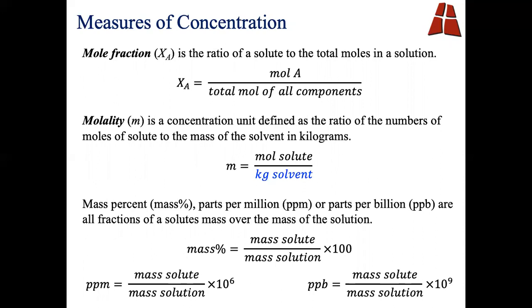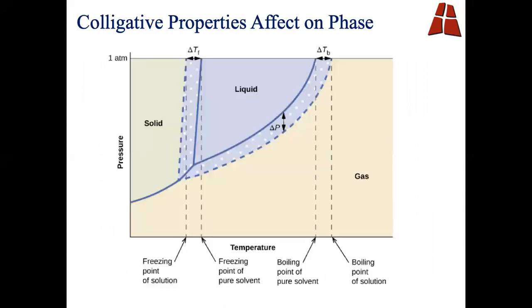Then we think about molality. Molality is kind of our weird one, where we have moles of solute over kilograms of solvent. Molality is the only one where our denominator, instead of being the whole solution, is just the solvent. And a reminder that it's kilograms of solvent. And then we have different mass ratios. Mass percent is just the mass of the solute over the mass of solution times 100. ppm is the same thing, but times 10 to the 6th. And parts per billion is, again, the same thing, but times 10 to the 9th instead of times 10 to the 6th. Okay.